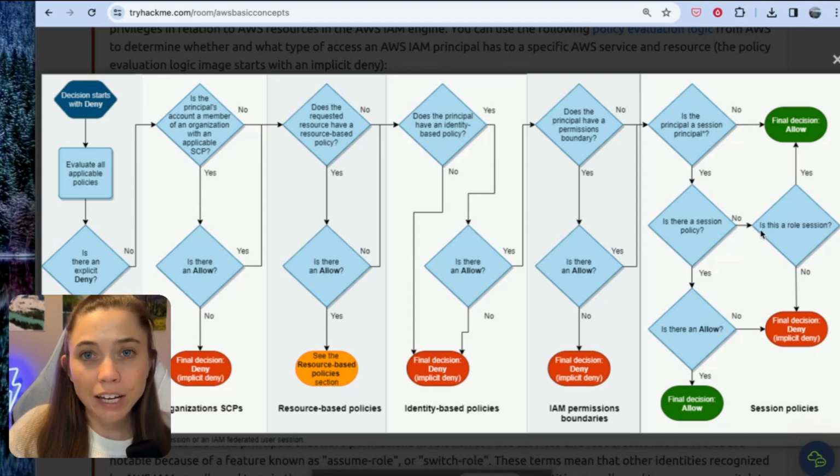And you can always come back and refer to this diagram as you're learning this more. Maybe we'll be able to refer back to it in some of the future rooms in this learning path. Anyway, let's close out of that and see what else is going on.